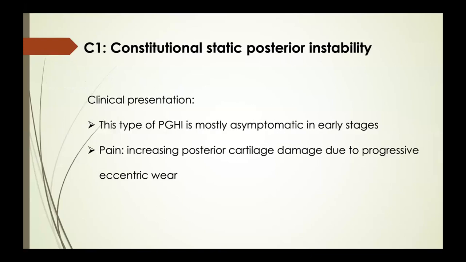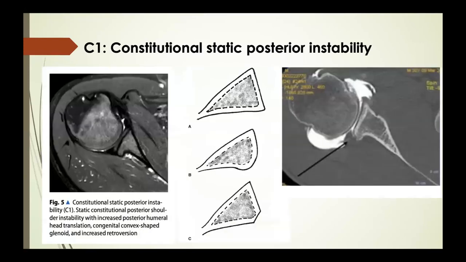And clinical presentation, most commonly the patient will be asymptomatic in early stages. When the patient develops pain, that may lead to an increase in posterior cartilage damage and progressive eccentric wear and tear. And the picture depicts an MRI of the static constitutional posterior shoulder instability with increased humeral head translation, with a convex shaped glenoid and increase in retroversion.